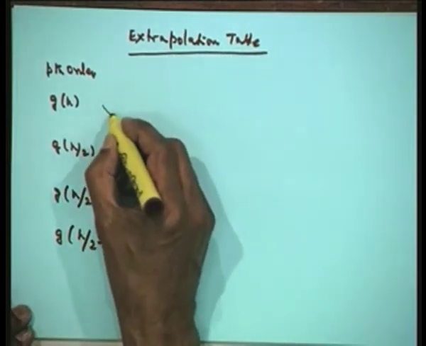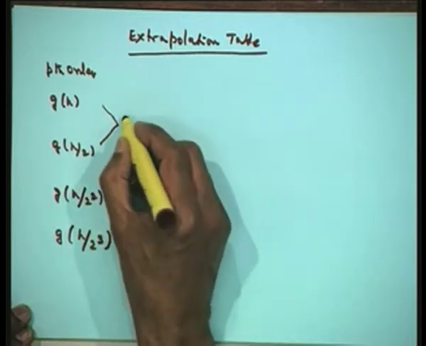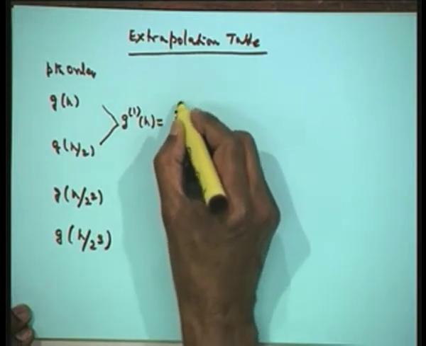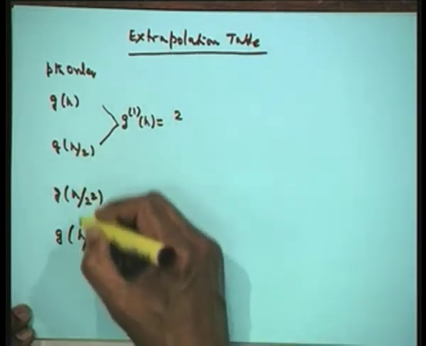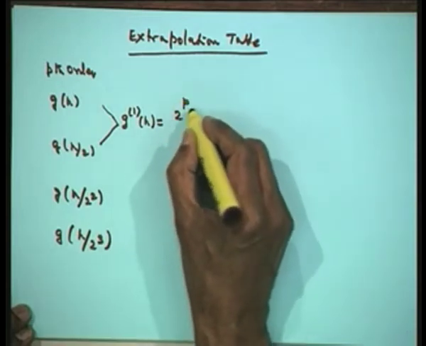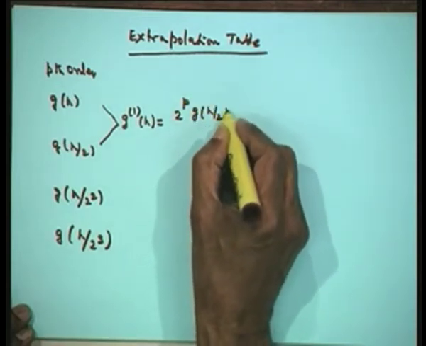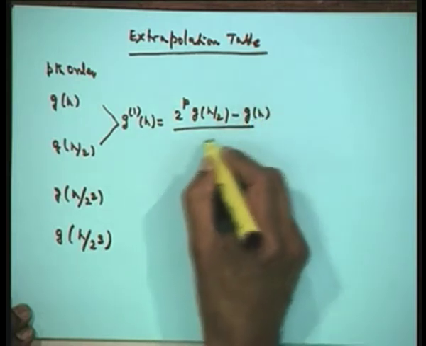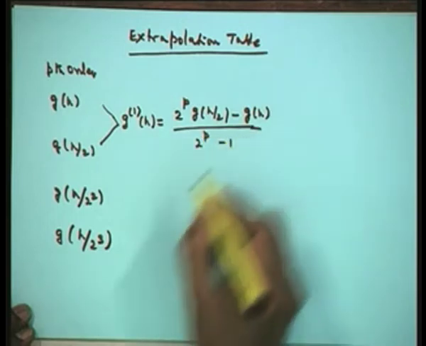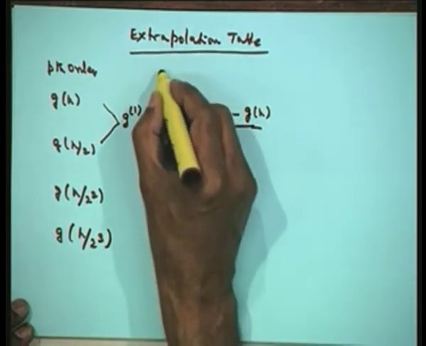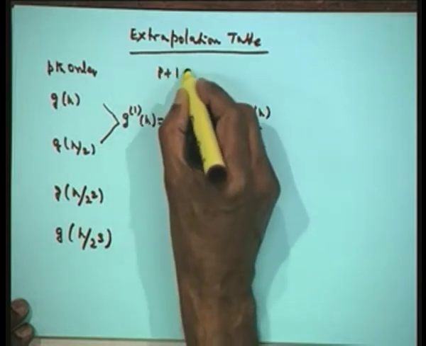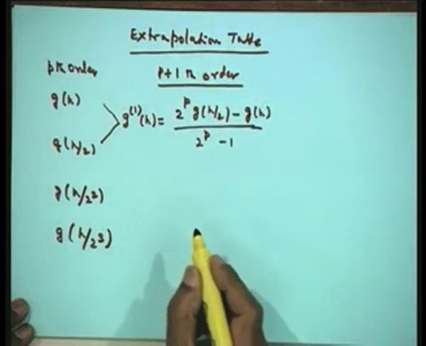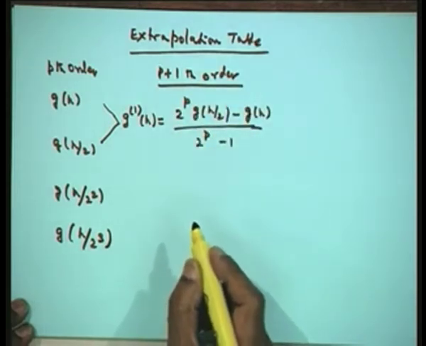Now, if I manipulate these two computations, which I am denoting as g 1 of h, that is 2 to the power of p, taking the 1 upon 2 square. Therefore, this will be 2 to the power of p g of h by 2 minus g of h, divided by 2 to the power of p minus 1. Now, this will be as if it has been obtained from a p plus 1th order formula. It would behave as if it has been obtained from a p plus 1th order formula.